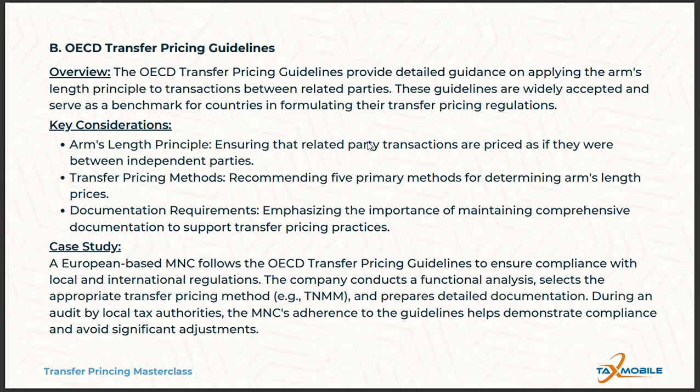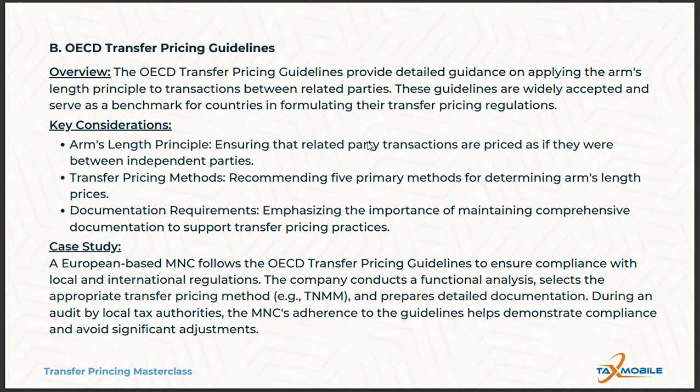Now, these guidelines are recognized globally and serve as the foundation for transfer pricing regulations in many countries. The primary purpose of these guidelines is to ensure consistency and fairness in how multinational enterprises price intercompany transactions. They aim to prevent profit shifting by requiring that related party transactions are priced in the same manner as transactions between independent entities.